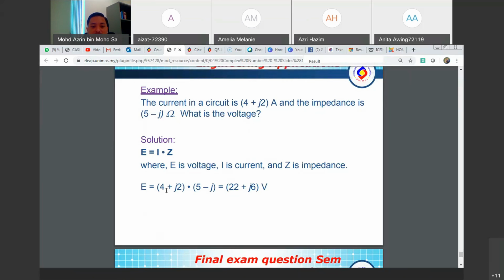So bila you buat multiplication, you darab terus ni. 4 times 5, you dapat 20. j times j, you dapat j squared. Then j2 times 5, you dapat 10j. 4 times negative j, you dapat negative 4j. And then you will get the final answer 22 plus j6 voltage.